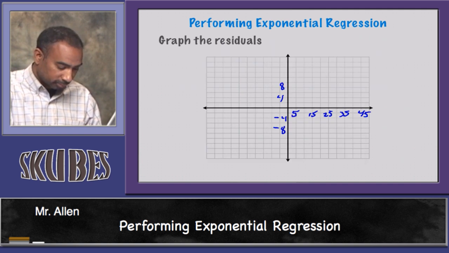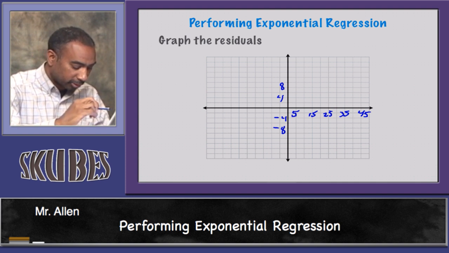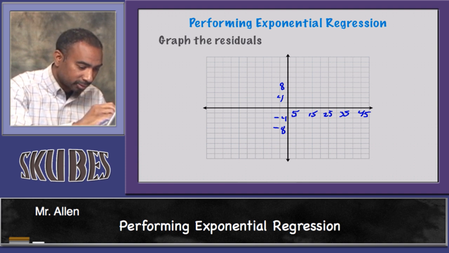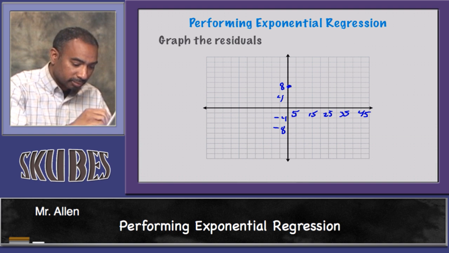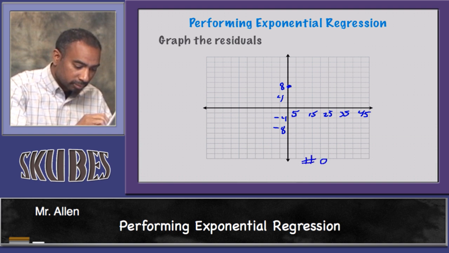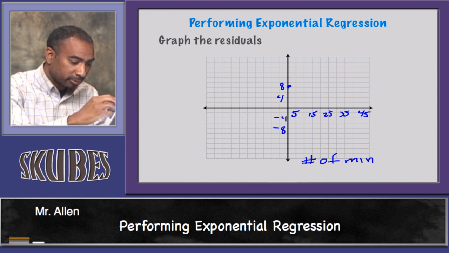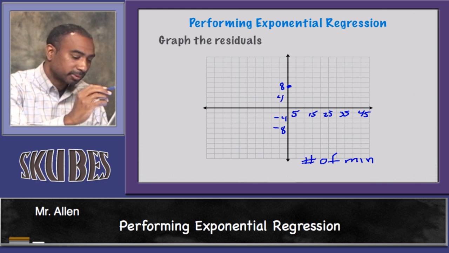Now graph the residuals. So you just want to approximately look at the residuals. So if you look at the chart, if I plug in 0, that's going to be roughly 8. So we'll put a point at 8. All right, remember this stands for the number of minutes. And this stands for the temperature. Well, this is the residual here that we're plotting, the difference between the actual temperature and the predicted temperature.